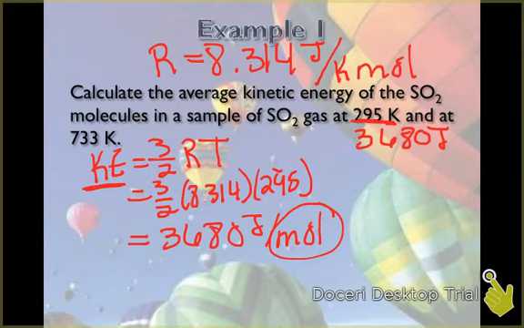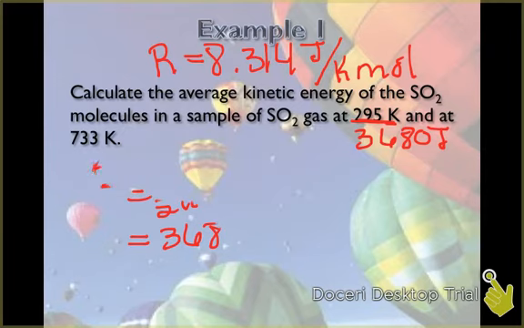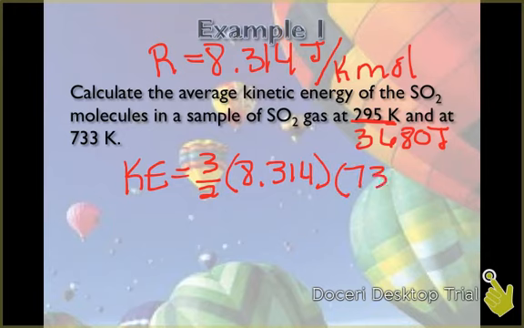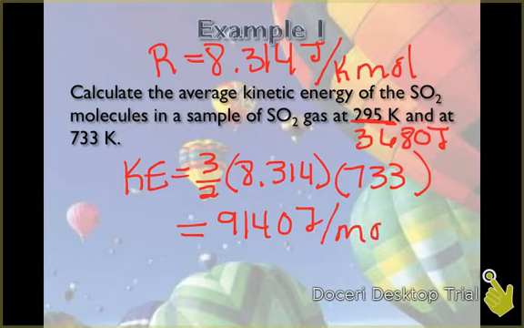All right, so now let's look at what's going to happen when the temperature goes from 295 to 733. My guess is the energy is going to increase, but let's see if the math tells us that. So we're going to take 3/2 times our R, which is 8.314, times our new temperature, which is 733 Kelvin. If you do this math, you get an answer of 9,140 joules per mole. Again, I've already rounded that number to maintain my significant figures. I thought it would be more because 733 Kelvin is an increase in temperature. I guessed that the average kinetic energy would also increase, and if you notice, we were right.